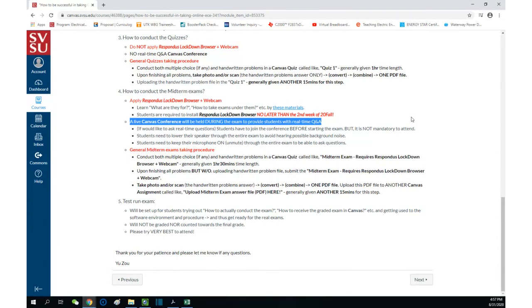However, this is not mandatory. Once you start the exam, if you suddenly realize, oh my gosh, I forgot to join the conference, don't freak out. Don't panic. That's okay. You're not losing any credit. You're just losing the opportunity to ask real-time questions, which we are not expecting to be many. Does it make sense?